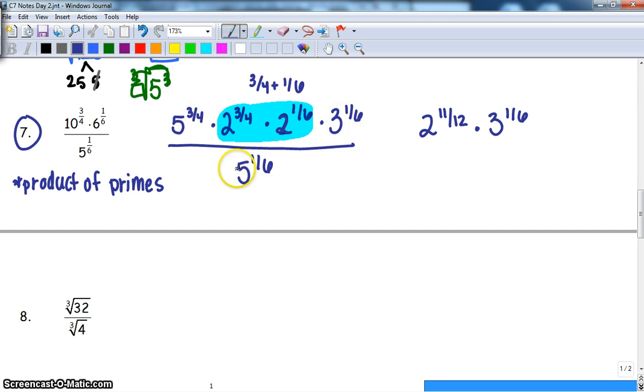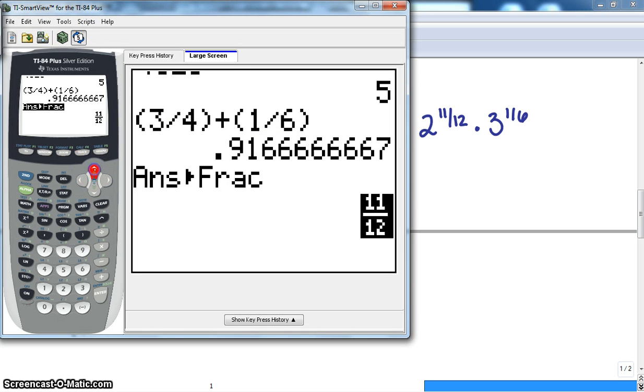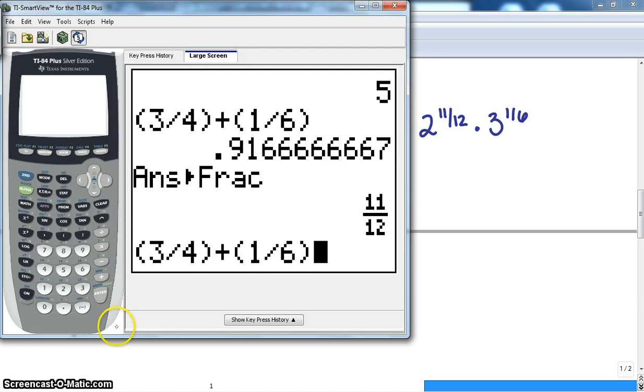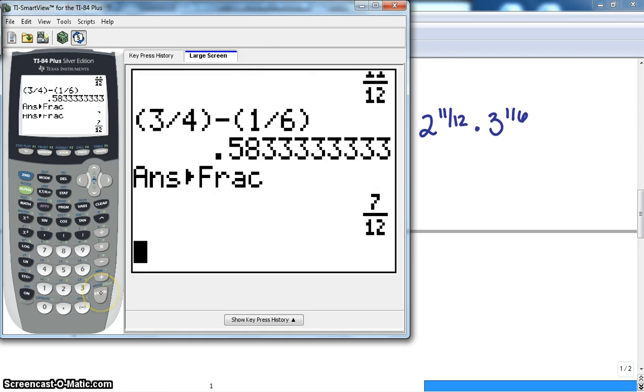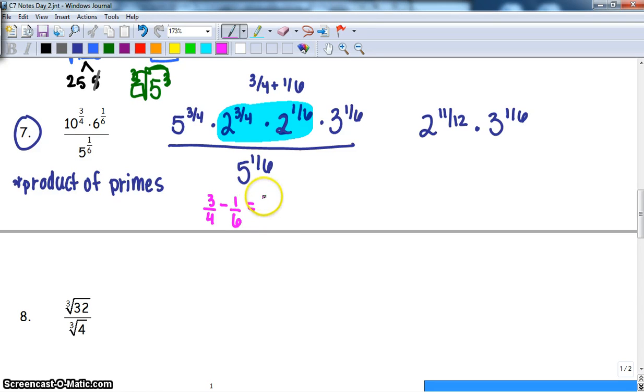Now these 5's, one's in the numerator, one's in the denominator. They're dividing, so we subtract our exponents. 3/4 minus 1/6. Just change this to a minus. That is 7/12. 3/4 is larger than 1/6, so the 7/12 will be in the numerator.